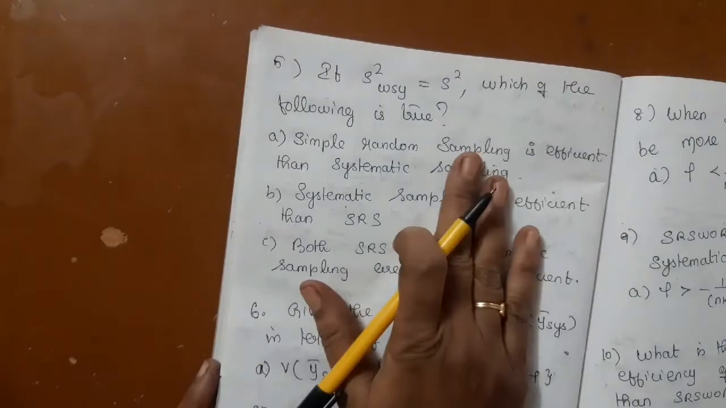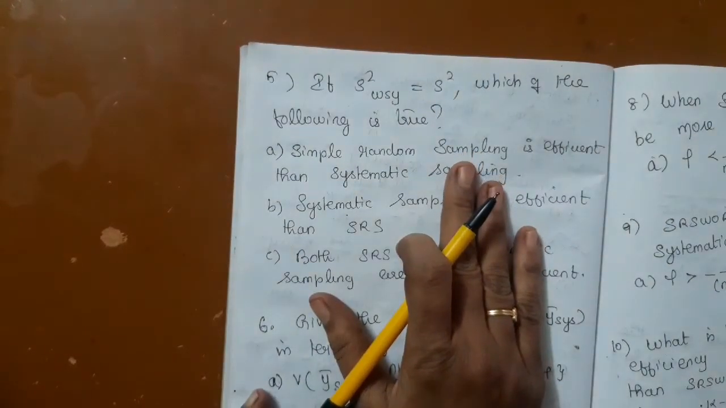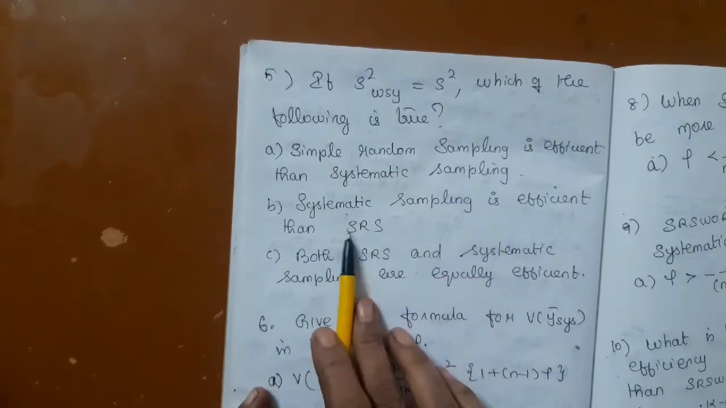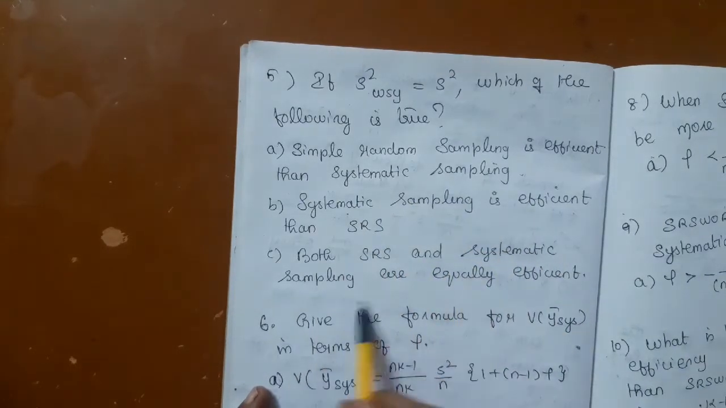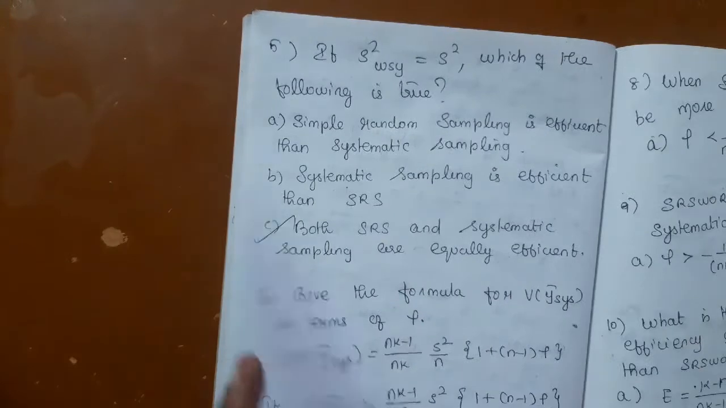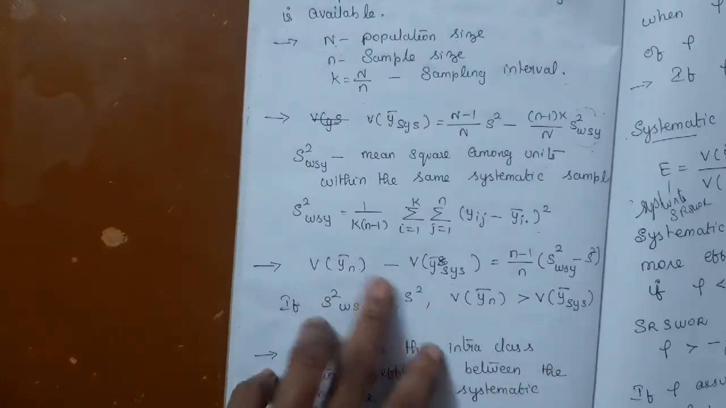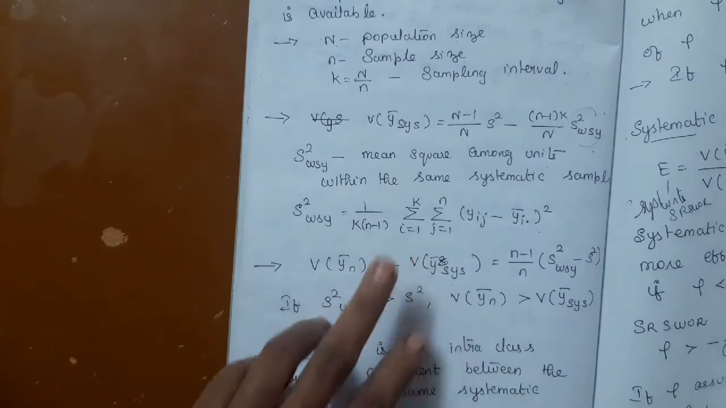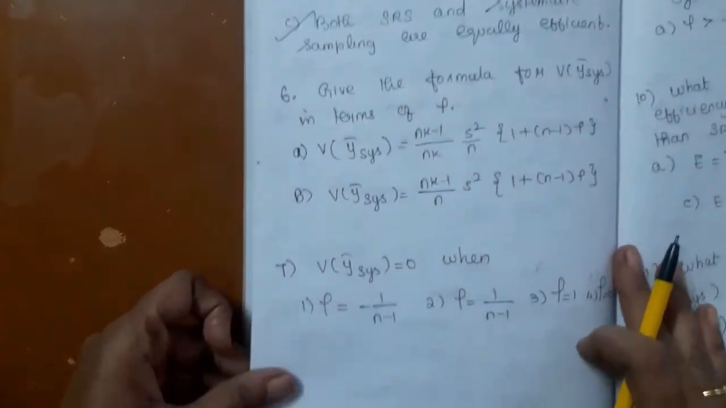If S square wsy is equal to S square, which of the following is true? Simple random sampling is efficient, systematic sampling is efficient, both of them are equally efficient. If this becomes 0, what happens? The variances become equal, so both the methods give equally efficient estimators.